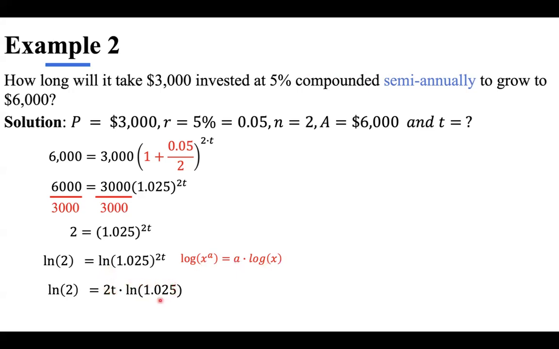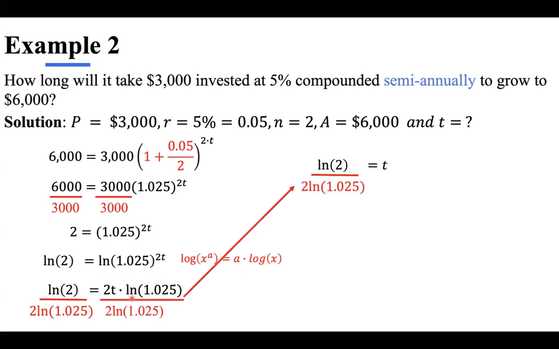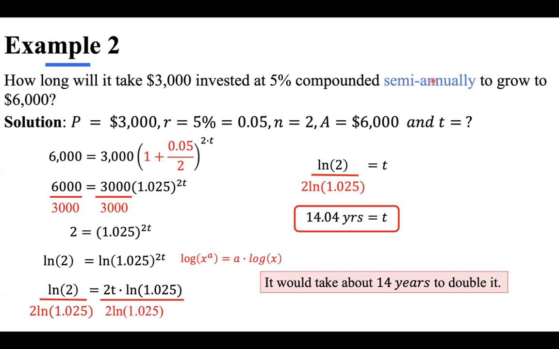And since everything here has been multiplied, divide by 2 times the natural log of 1.025 on both sides to get t equals that, which is approximately 14.04 years. So to double the amount we started with at 5% compounded semi-annually, it would take about 14 years.